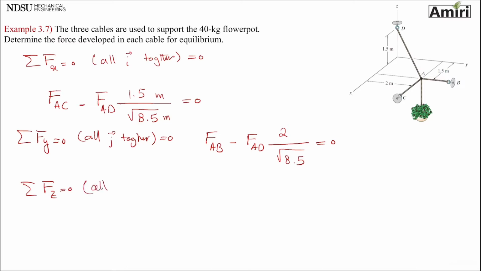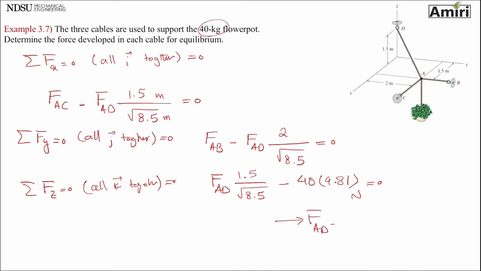Let's do summation of forces in z equals 0. All k's together, and then equal to 0. I have FAD 1.5 over square root of 8.5, and I have W, which has a k, 49.81. So I keep it this way so you remember where this number is coming from. That's why I write it this way. And this, I have one unknown. I can get FAD to be 762.969 newtons, which to 3 significant figures is 763.